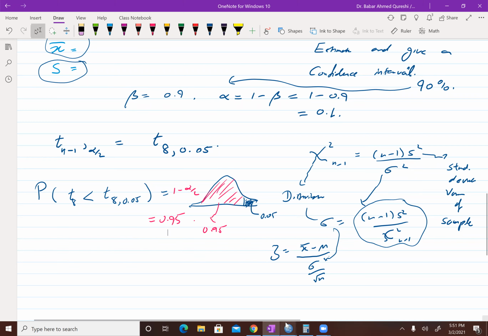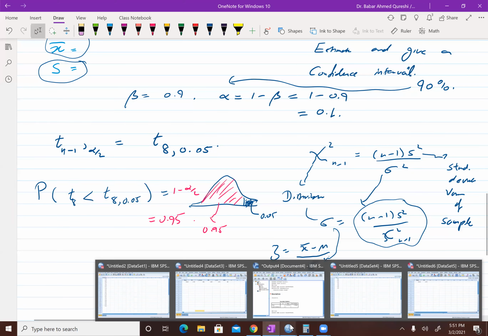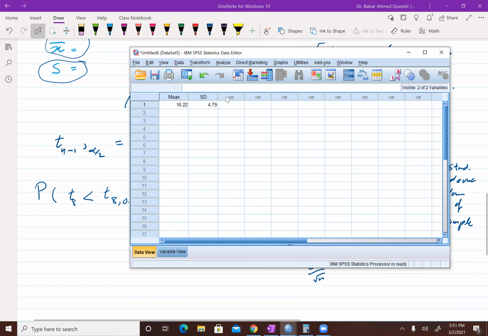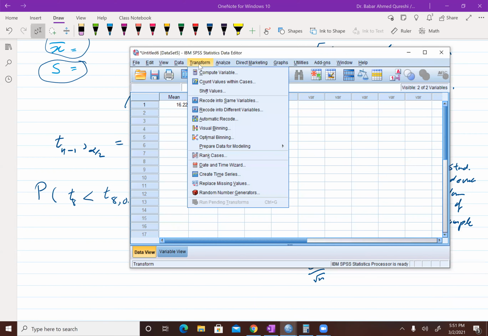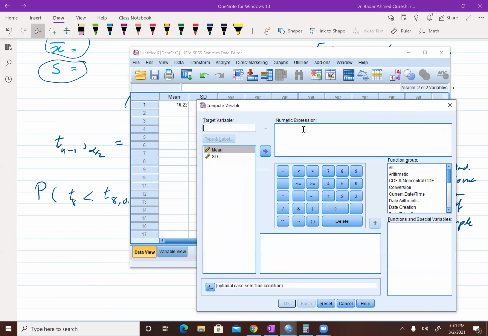So how do I compute it? Again, I can go to this window, and this is computed by going to Transform and Compute Variable. When you do Compute Variable, you can store it in some new column. So let's call it T critical, a new name for whatever you will compute. And over here, you have to write a formula.